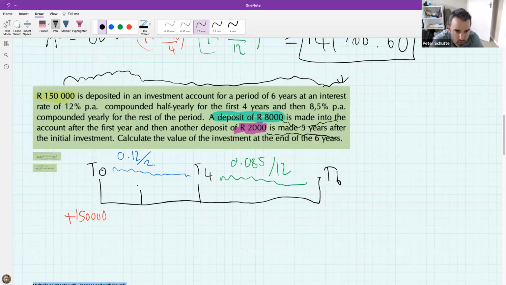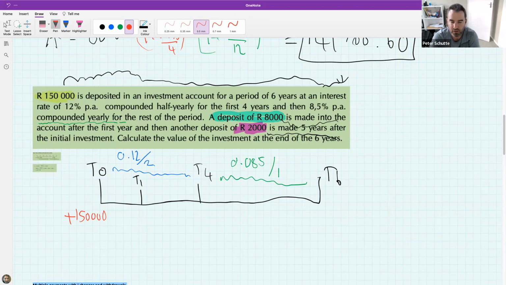So I'm going to add T1, because that's when the 8,000 arrives on the scene. Oh, you're quite right. Sorry, you've spotted it, Morgan. Well done. I made a mistake in my time thing. This should actually be over 1 because it says compounded yearly. It doesn't say compounded monthly. It says compounded yearly, and compounded yearly would be over 1. So thank you so much for spotting that.